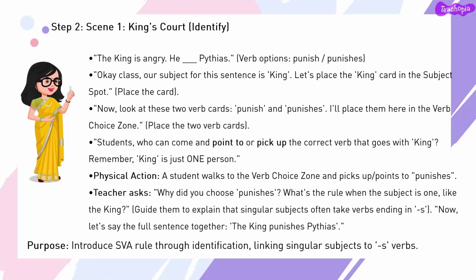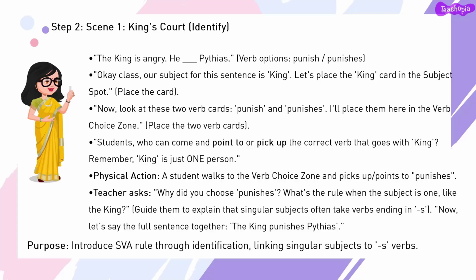Scene 1, King's Court. Here the sentence is: The king is angry. He dash Pythias. Verb options are punish or punishes. So tell the learners, okay class, the subject for this sentence is king. Let's place the king card in the subject spot. Now look at these two verb cards, punish and punishes. I'll place them here in the verb choice zone. Student, who can come and point to or pick up the correct verb that goes with king?